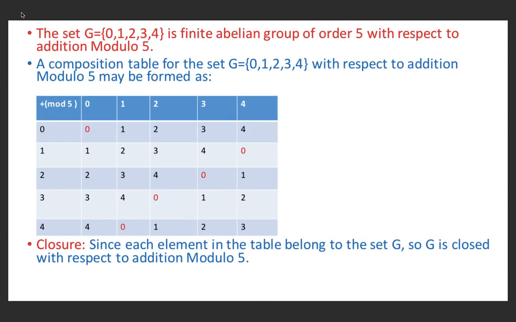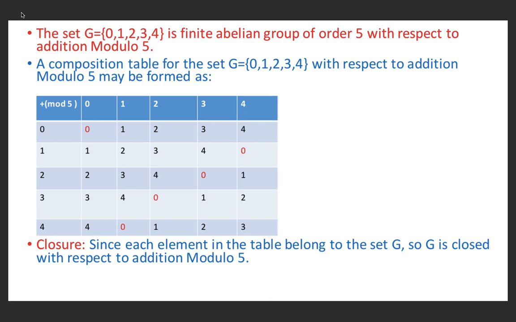Now we will demonstrate that the set G equal to {0, 1, 2, 3, 4} is a finite abelian group of order 5 with respect to addition modulo 5. For this, we will use a composition table because the number of elements in the group is finite. To construct a composition table, we will write the elements of G in the top border row and in the left border row, like 0, 1, 2, 3, 4. And the binary operation here is addition modulo 5, and we will write it in the extreme left corner.